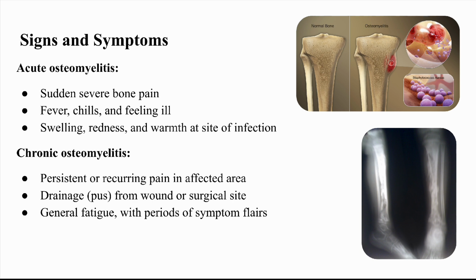Signs and symptoms. For acute osteomyelitis, sudden and severe bone pain, fever, chills, and feeling ill, swelling, redness, and warmth at the site of the infection are signs and symptoms. For chronic osteomyelitis, persistent or recurring pain in the affected area, drainage of pus from the wound or surgical site, and general fatigue with periods of symptom flares.